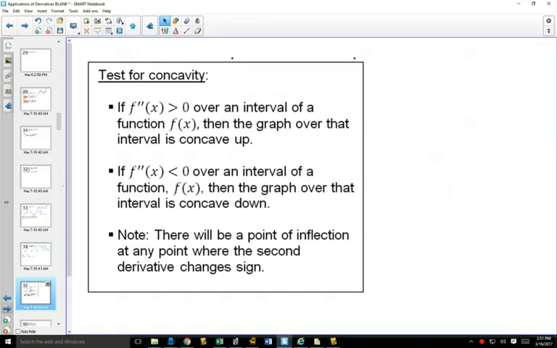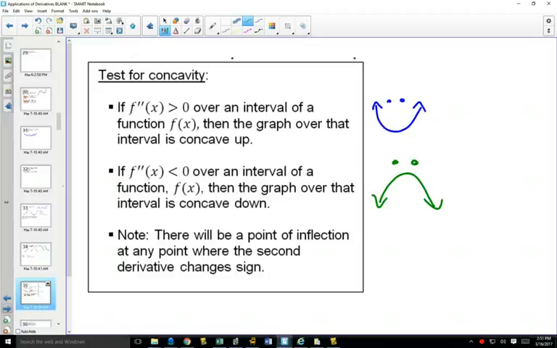So, all we're going to do is use our second derivative to test for concavity. If we find out that our second derivative is bigger than 0, it'll always be concave up. And if our second derivative is less than 0, it'll always be concave down. If it changes from concave up to concave down, and it's equal to 0 in between, then we have an inflection point.